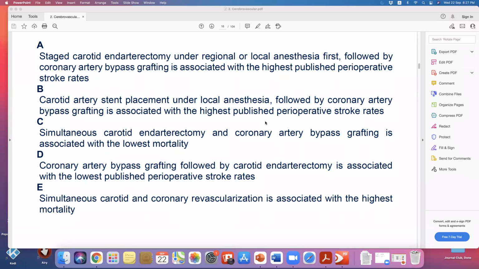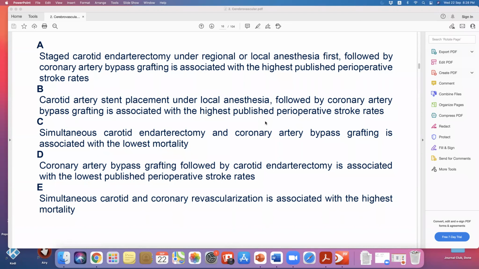Option C: simultaneous carotid endarterectomy and coronary artery bypass grafting is associated with the lowest mortality. Not really. This data showed the opposite. I don't know why, but they said it's the highest mortality if you do them together. This is the reason the cardiac surgeons are fighting us with this new data.